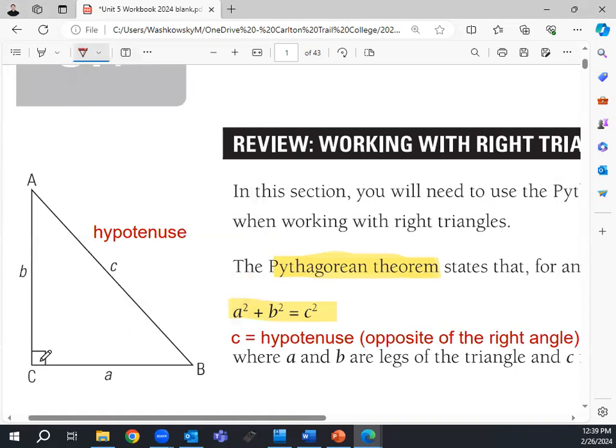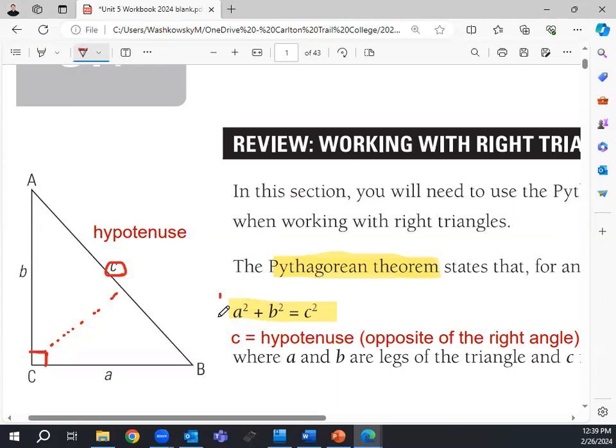So again, if I'm looking at this triangle here, I see this little square here. That's my right angle, which means that if I look at the opposite side of that, that would be my hypotenuse here. And it doesn't matter what I put for A or B with that. As long as I know what my hypotenuse is, I've labeled my triangle, I don't really care about the other two sides when I'm dealing with Pythagoras. So this is your formula for it.